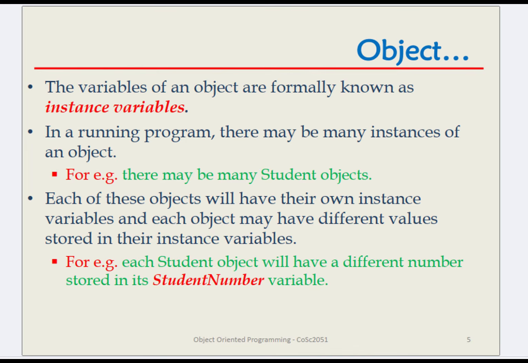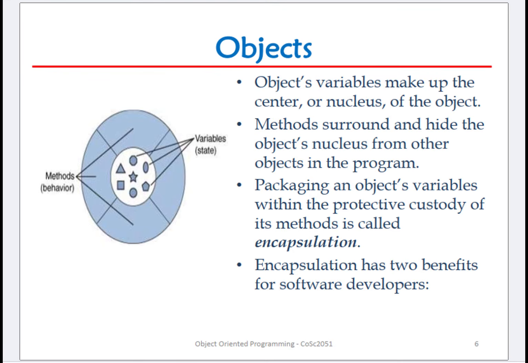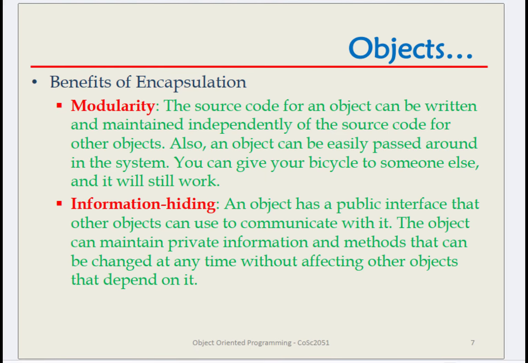Object-Oriented Programming, COSC 2051-6. Objects. Benefits of encapsulation. Modularity: the source code for an object can be written and maintained independently of the source code for other objects. Also, an object can be easily passed around in the system. You can give your bicycle to someone else, and it will still work. Information hiding: an object has a public interface that other objects can use to communicate with it. The object can maintain private information and methods that can be changed at any time without affecting other objects that depend on it.